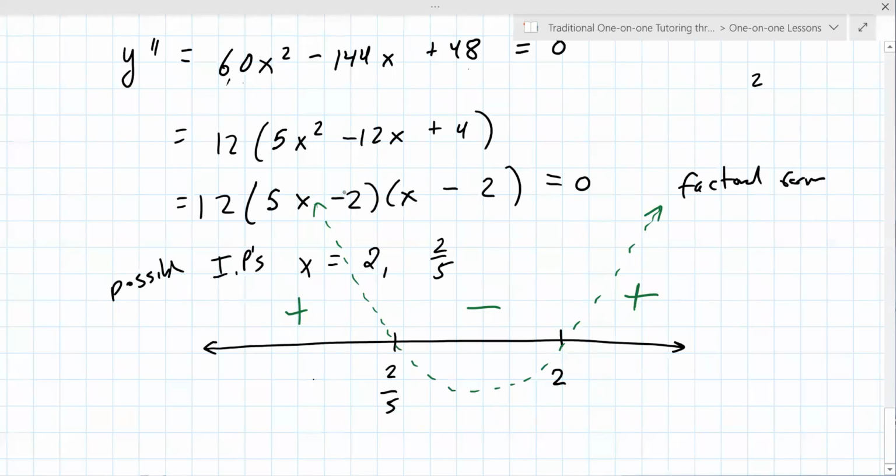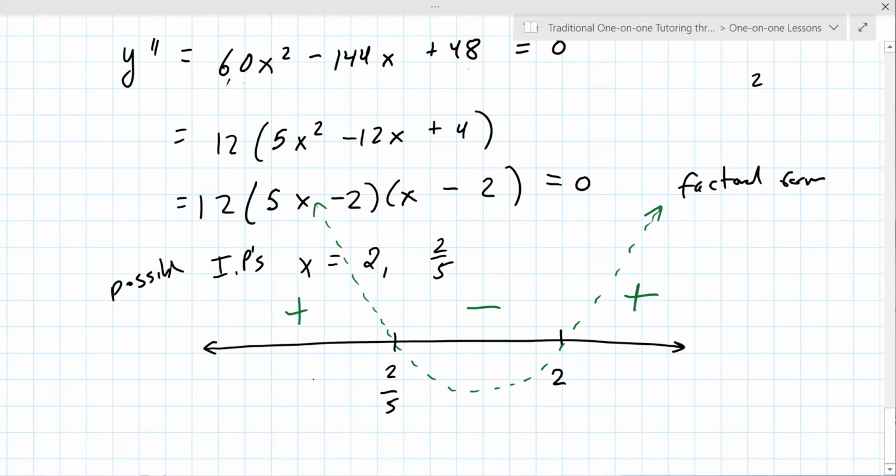5 times 1 minus 2 is 3. It's positive. 1 minus 2 is -1. Positive, positive, negative gives you negative. Similarly with 3, 5 times 3 minus 2 is 13, positive. 3 minus 2 is 1, positive. Positive times positive times positive. It's confirmed. Got it. Okay.